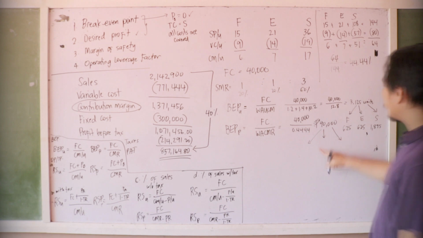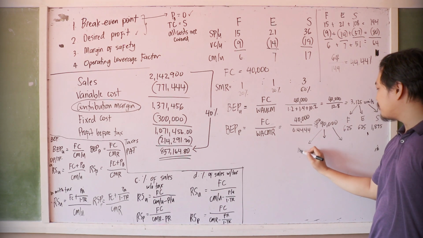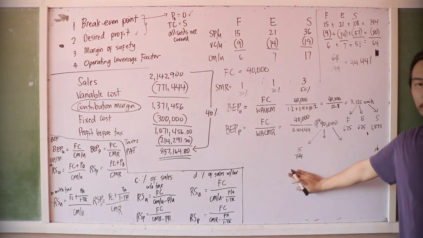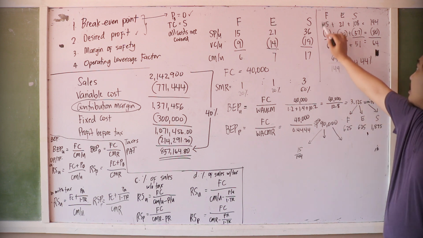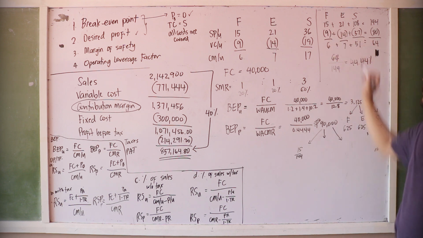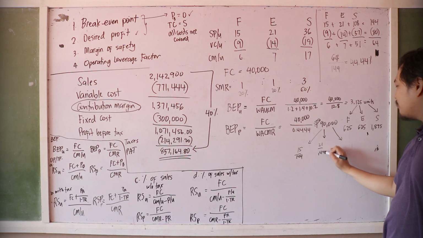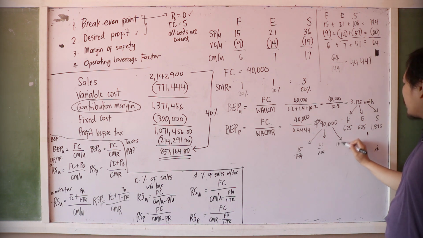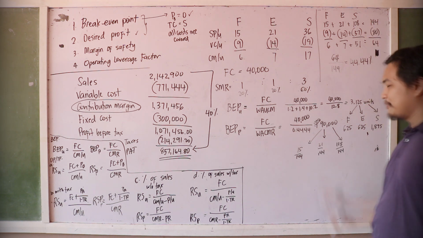Kung multiply natin itong 90,000 sa 15 over 144. Saan nakuha itong 15 over 144? 15 over yung total. Ito naman, 21/144. Ito naman, 108/144. Try natin.